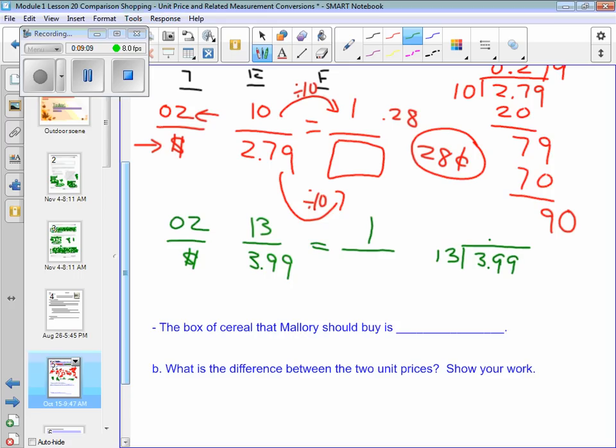13 goes into 3 how many times, guys? Just say it out loud. Into 39, how many times? Just say it. Now, we're still not done. We still have a remainder here.